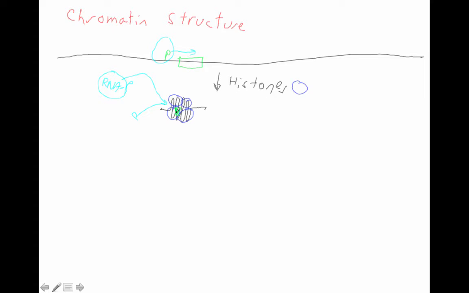So in order to activate this gene, we have to unpackage this chromosome. And we do this in an interesting way. We add chemicals to these histones. The chemical is called an acetyl group.